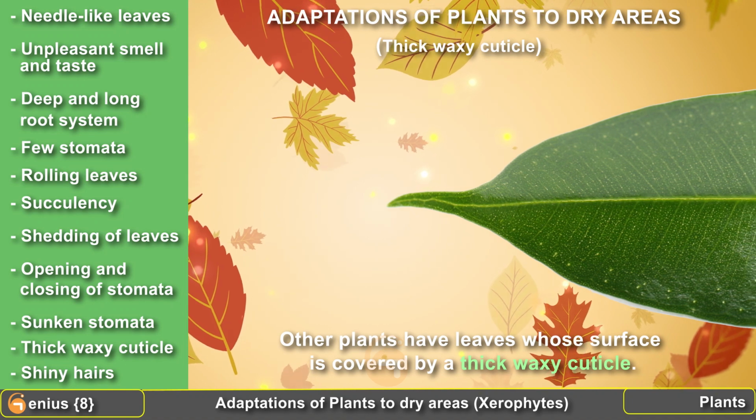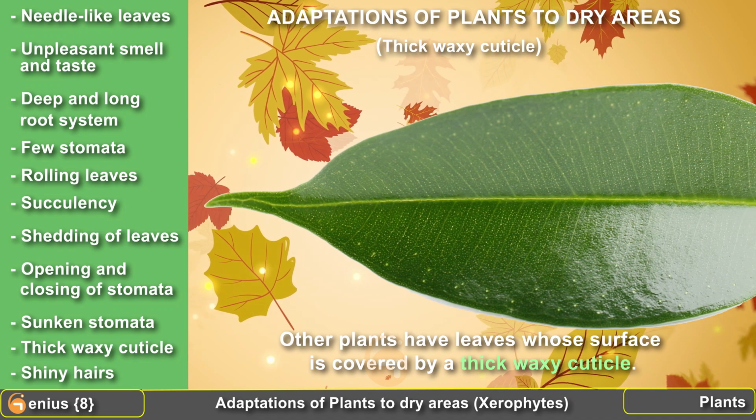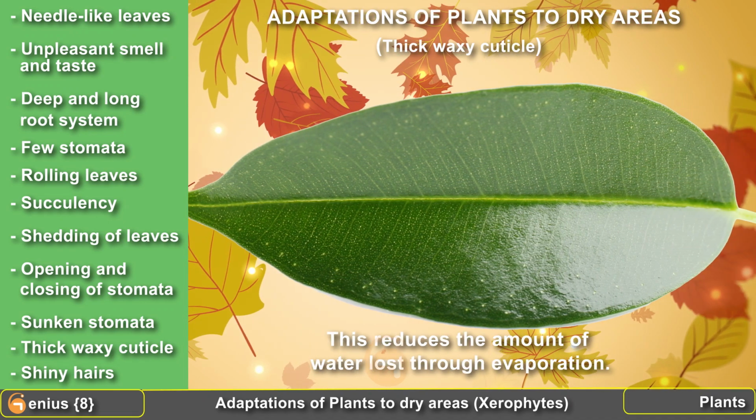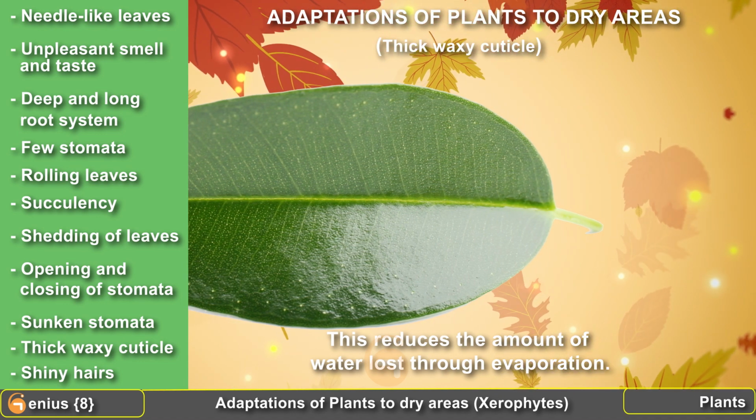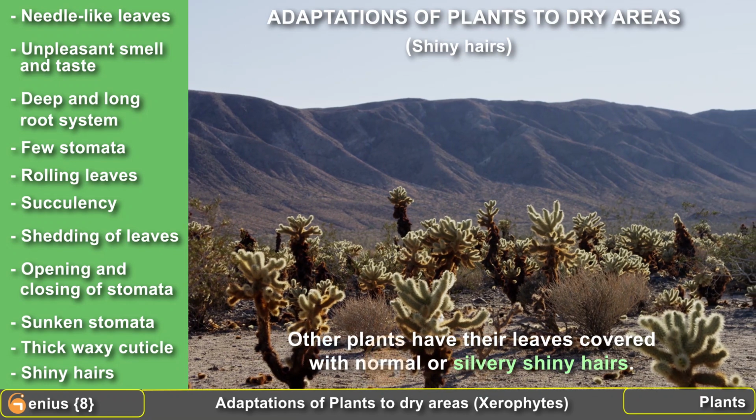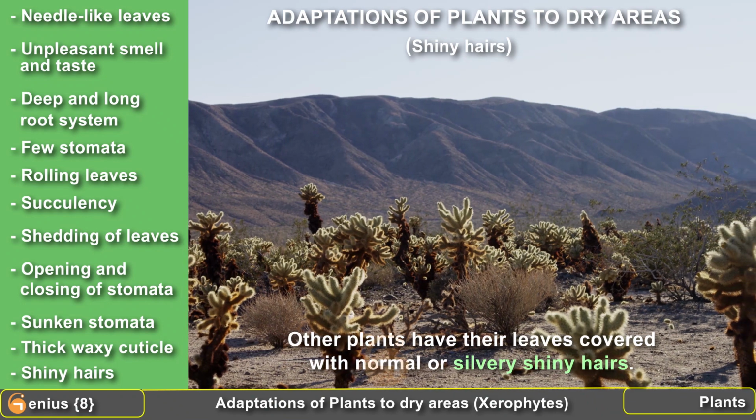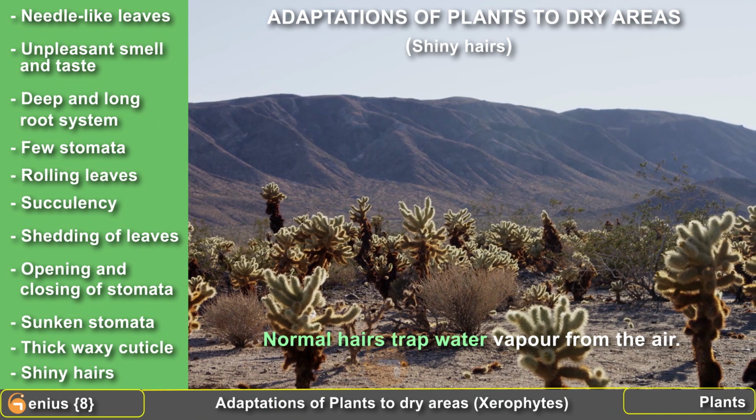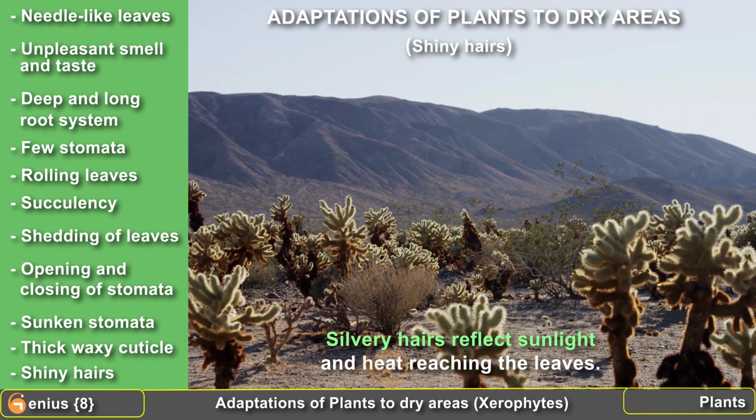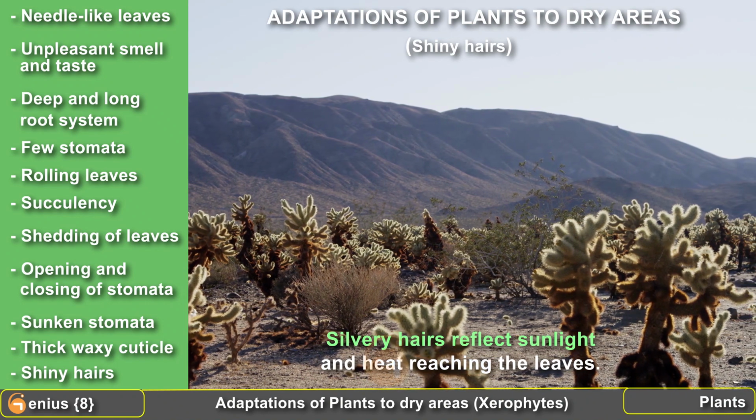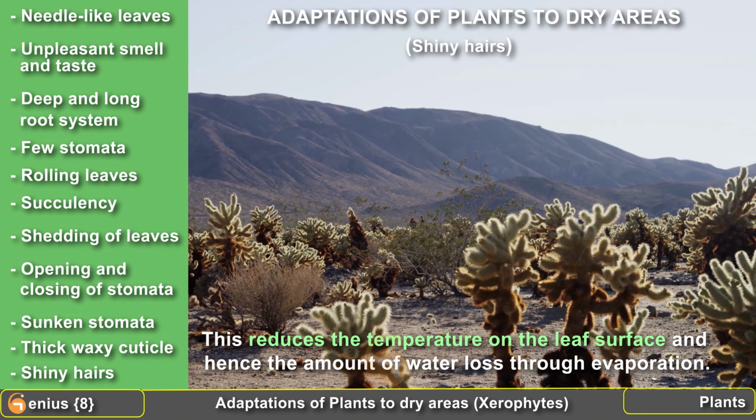Thick waxy cuticle. Other plants have leaves whose surface is covered by a thick waxy cuticle. This reduces the amount of water lost through evaporation. Shiny hairs. Other plants have their leaves covered with normal or silvery shiny hairs. Normal hairs trap water vapor from the air. Silvery hairs reflect sunlight and heat reaching the leaves. This reduces the temperature on the leaf surface and hence the amount of water lost through evaporation.